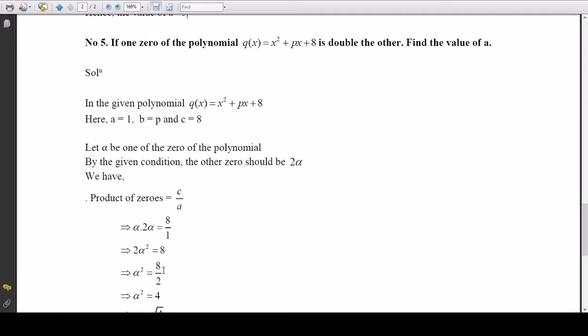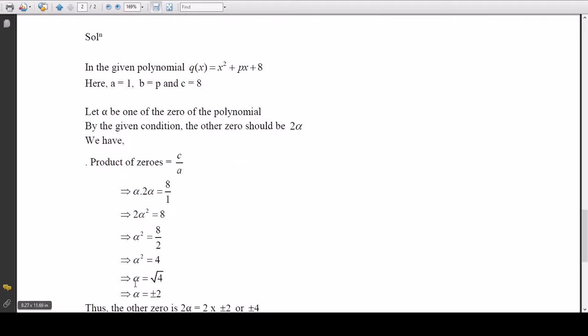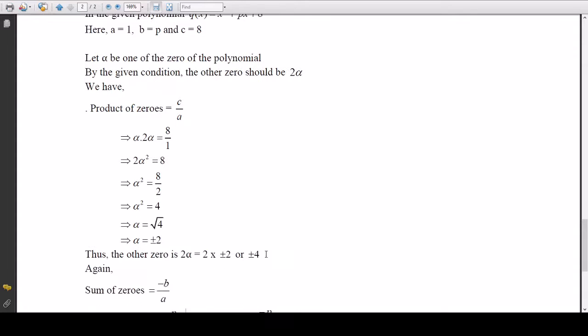Alpha square is 8 divided by 2, which is 4. Then alpha will be the square root of 4, which is 2. Whenever you are taking square root, you should write plus minus 2. That means alpha can be 2 or minus 2. Clear? Alpha can be 2 or minus 2. Then if alpha is plus minus 2, what should be the other zero? It is twice alpha. That's twice of plus or minus 2, which is plus or minus 4.